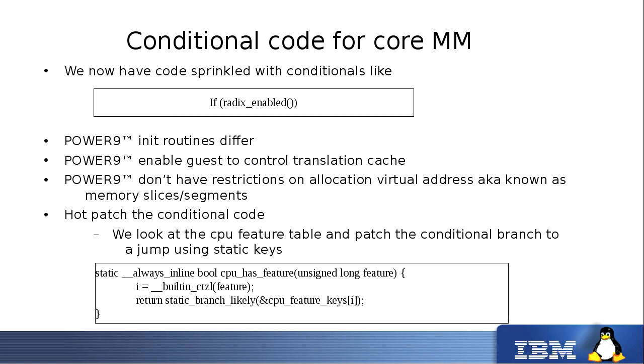Guest can now manage the TLB, whereas in Power 8, the TLB is completely managed by the hypervisor. And we have different restrictions with respect to the allocation of virtual addresses and things like that. So the way we solve this is by using static keys. When we boot up the system, we detect whether it is Power 8 or Power 9, and then we hot patch all this conditional code in the kernel to do a jump rather than doing conditional operations and then taking the branch.